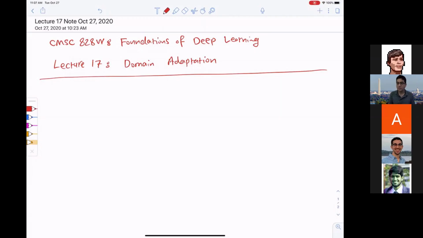Let's start. Today we are going to talk about the domain adaptation problem. Let's recap the type of problems we have already seen. So far we have looked into a learning problem where we are given a training set.